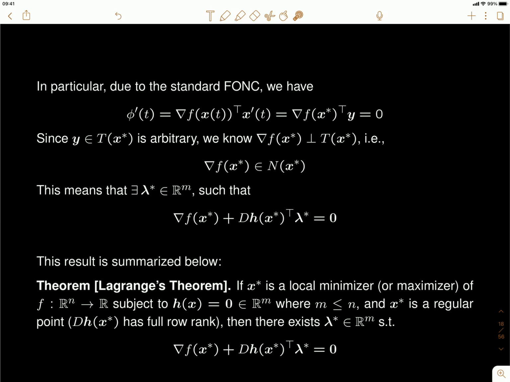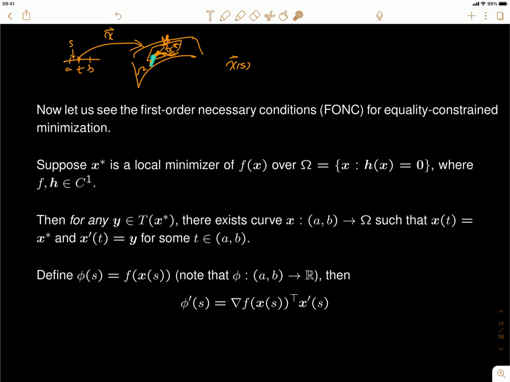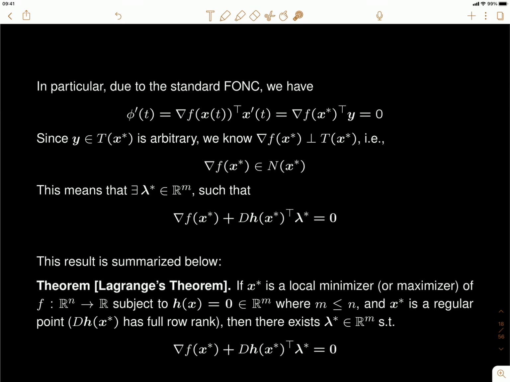Because x star is a local minimum, along the curve this point is a local minimum. So along the curve, the derivative should be equal to 0. The function value takes a stationary value there because it's a local minimum. Okay, so that means at the point t, phi prime of t should be equal to 0.